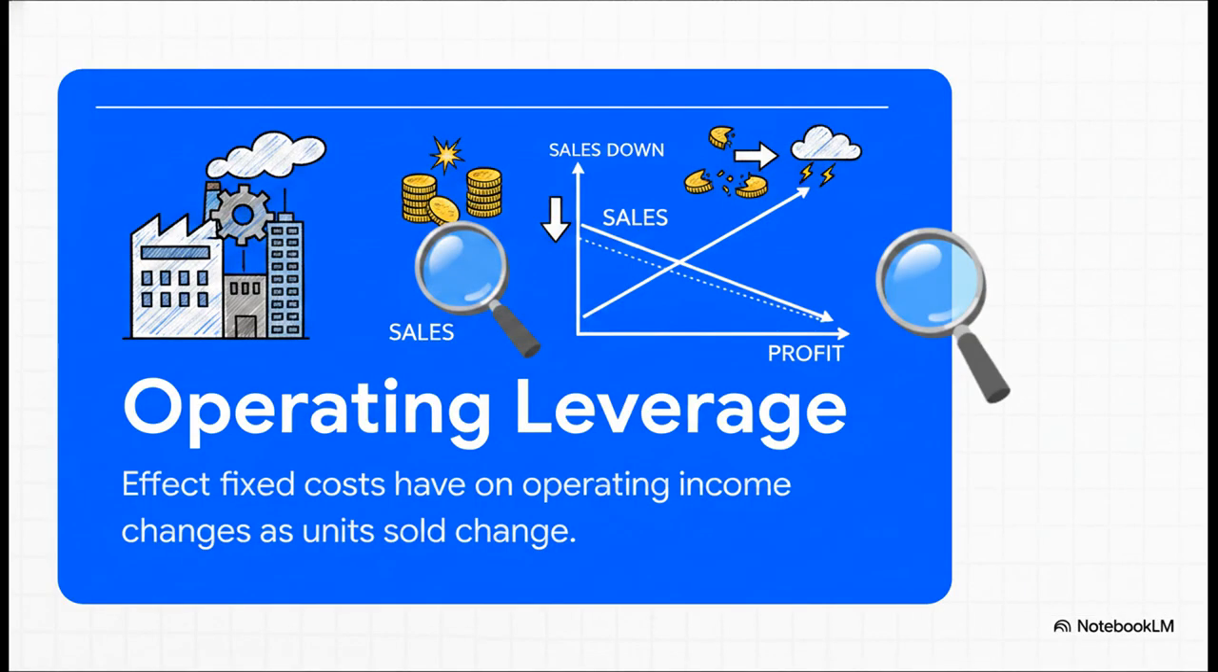And that leads us to operating leverage. By definition, this is the effect that fixed costs have on changes in operating income as changes occur in units sold. Think of it as a massive amplifier for your business. Relying heavily on fixed costs, like fancy expensive machinery or prime real estate, can make your profits completely explode when sales rise. But on the flip side, it can cause rapid, devastating losses when sales drop.